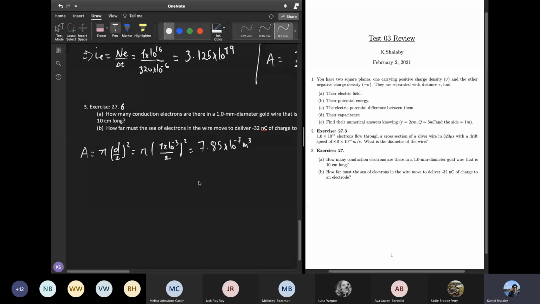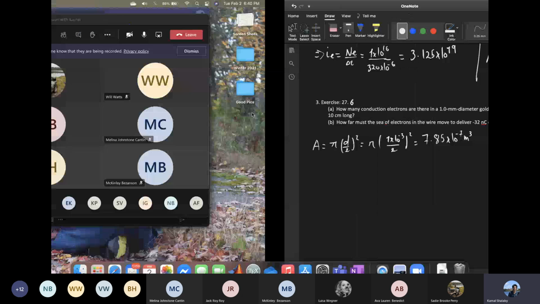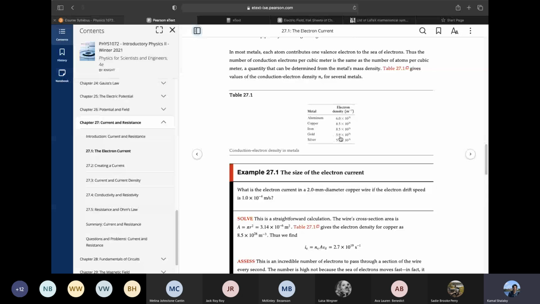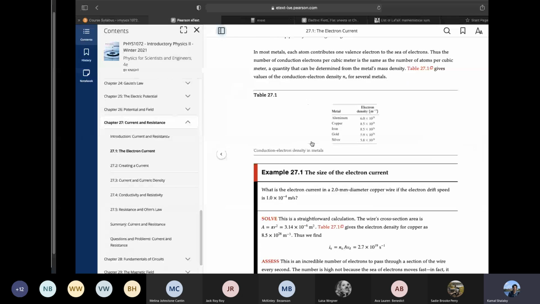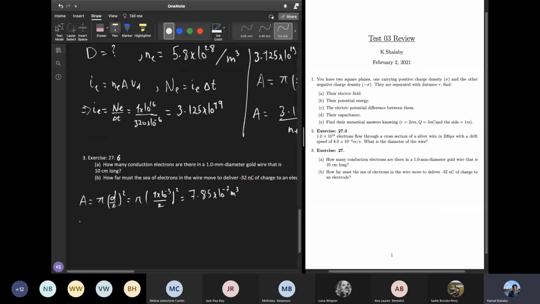Since we know it's gold wire, we can easily find the electron density in it. Gold is 5.9 times 10 to the power of 28, quite a bit higher than silver. So the Ne of gold is equal to 5.9 times 10 to the power of 28 electrons per meter cubed.